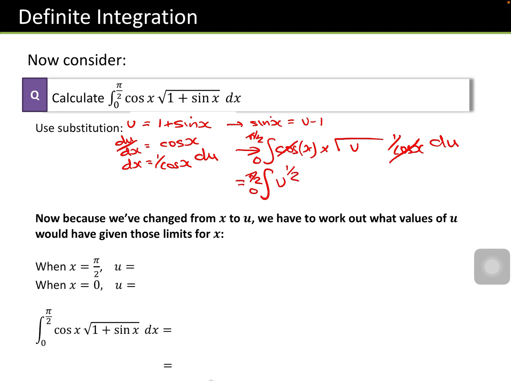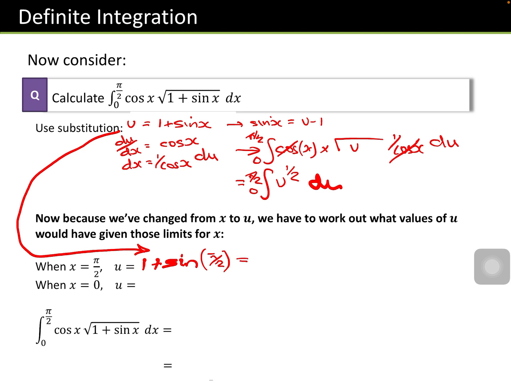Okay. Now, what we need to be careful of, our limits originally were in terms of x. Now we're differentiating integrating in terms of u, we need to alter our limits as well. So, when x is pi over 2, we are going to use our substitution for u. So u, in this case, will become 1 plus sine of pi over 2, which you will just put straight into your calculator and get your answer out of as 2.